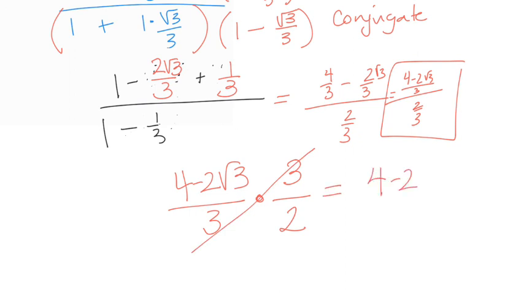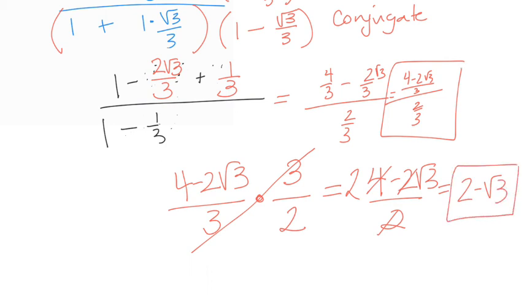So now I've got 4 minus 2 square roots of 3 over 2. And then I can factor a 2 out of all of these terms. That turns to 2, so I get 2 minus the square root of 3. That is the answer. That's our final answer.